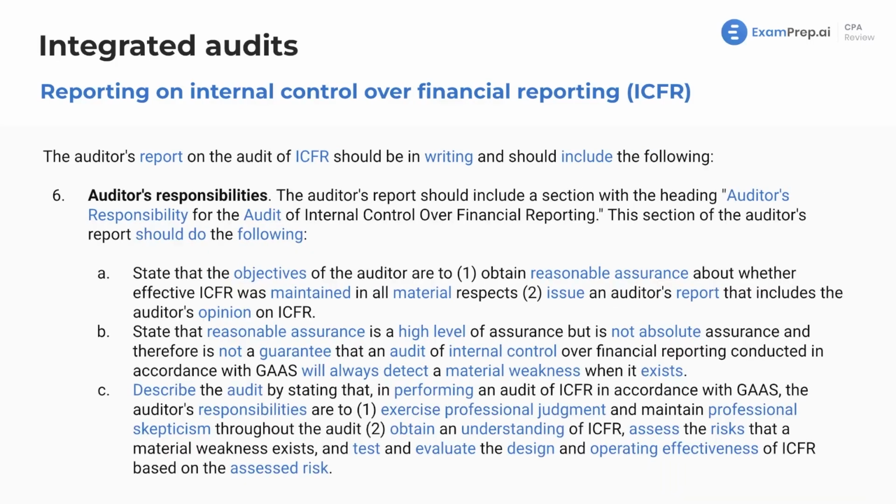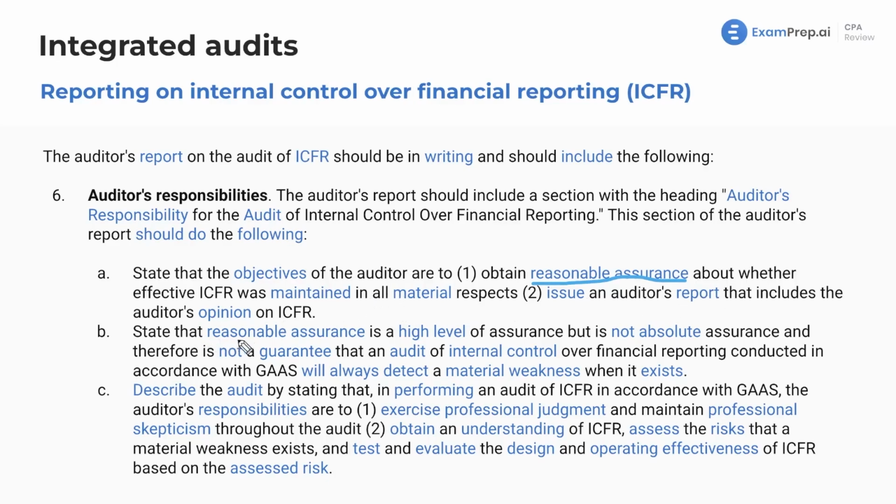The auditor's responsibility. What was the auditor responsible for in this engagement? The auditor needs to state that the objectives of the auditor are to obtain reasonable assurance, never absolute assurance, remember, it's always reasonable, about whether effective ICFR was maintained in all material respects. And also, we need to issue an opinion. Issue a report, issue that opinion.